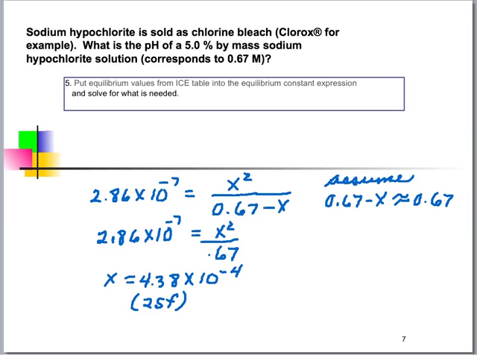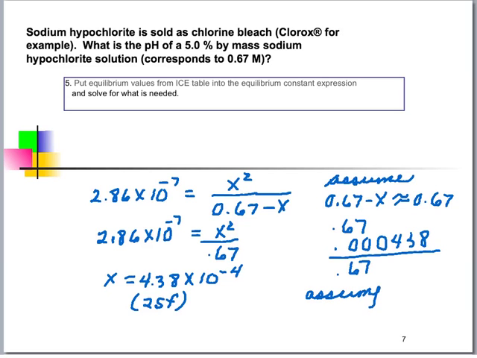Now, is our assumption okay? Yes, it is, because if you see, we had 0.67. If I subtracted 0.0000438 and rounded it off, I would still have 0.67. So our assumption is okay. You could have calculated that it was a less than a 5% error, but these ones where you get a digit that's even further to the right than the last significant figure are easy to just see that it is going to be okay to ignore that x.